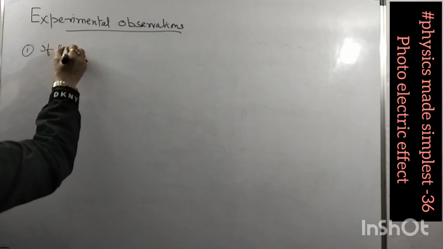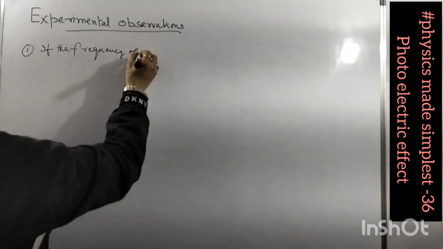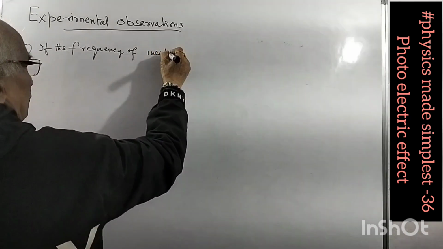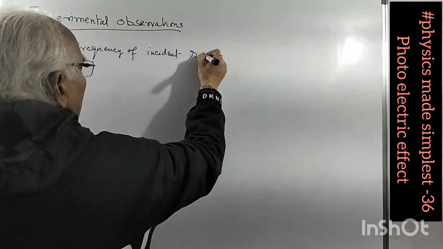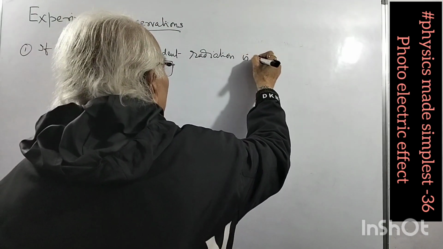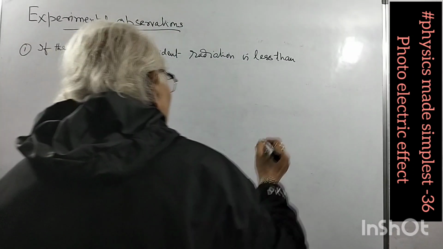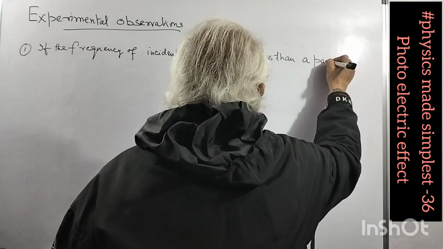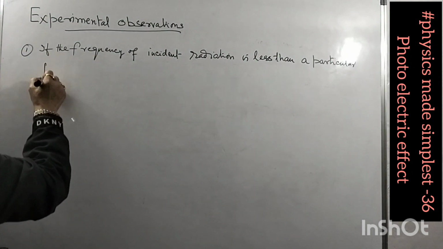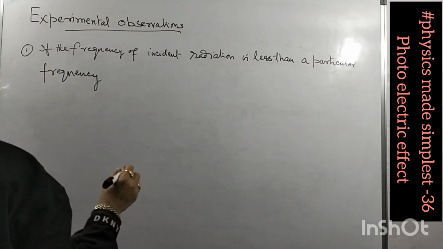If the frequency of the incident radiation is less than a particular frequency, that particular frequency is called the threshold frequency.